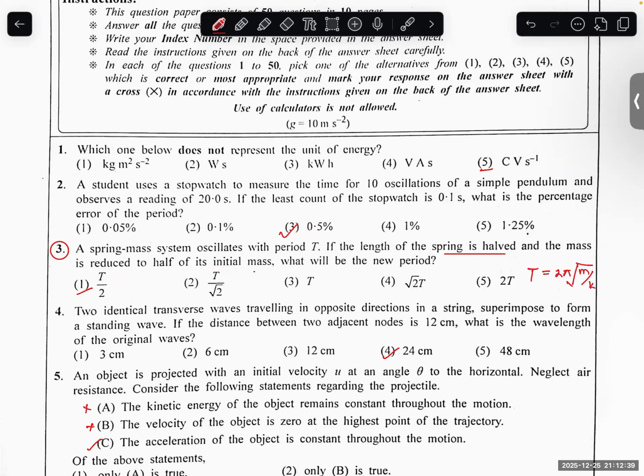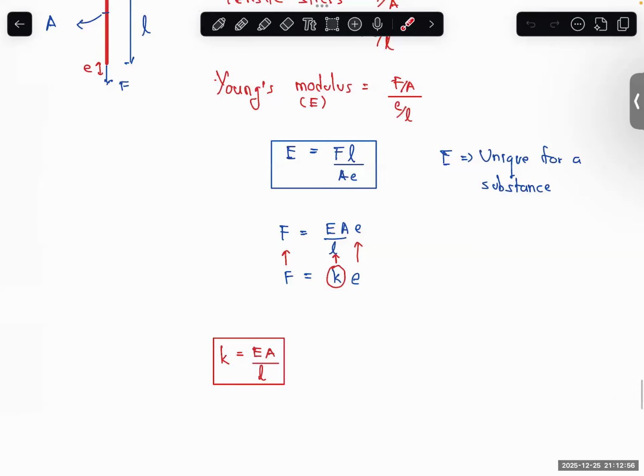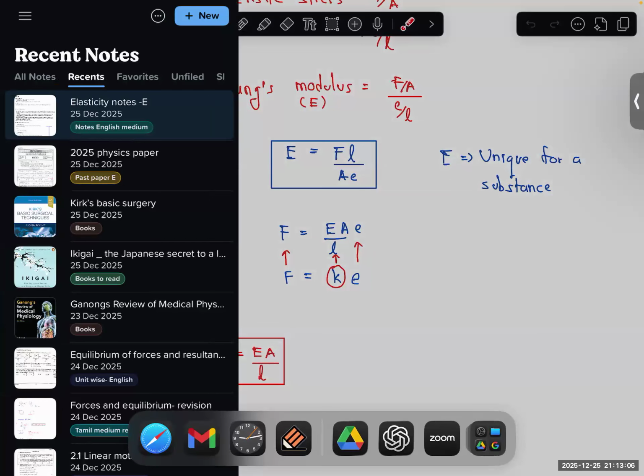So people thought it is independent of the length. And even some of the bright students didn't get it correctly because they thought k will be constant. But when the spring is halved, what will happen to k? Tell me. L is halved, divided by 2. So, yeah, it doubles.